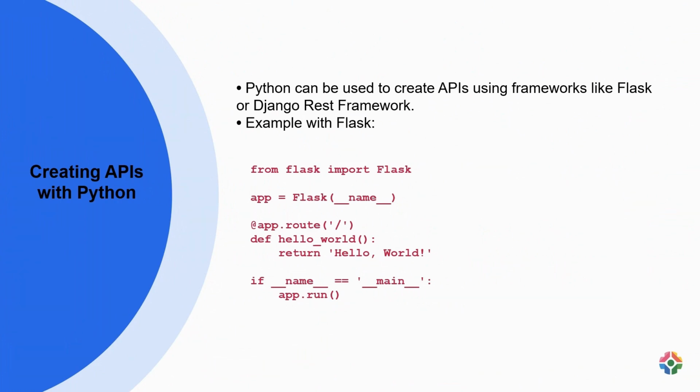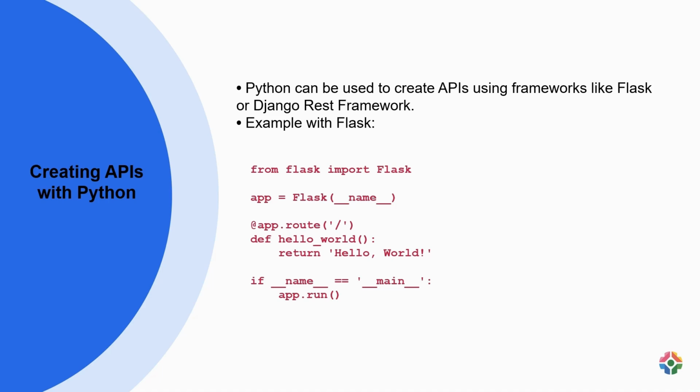Python frameworks like Flask allow developers to easily create APIs. By defining routes using decorators like @app.route, we can map URLs to Python functions. In the provided example, a simple web API endpoint is created using Flask. When a user accesses the root URL /, the function hello_world runs and returns Hello World. This API can be started by running app.run.